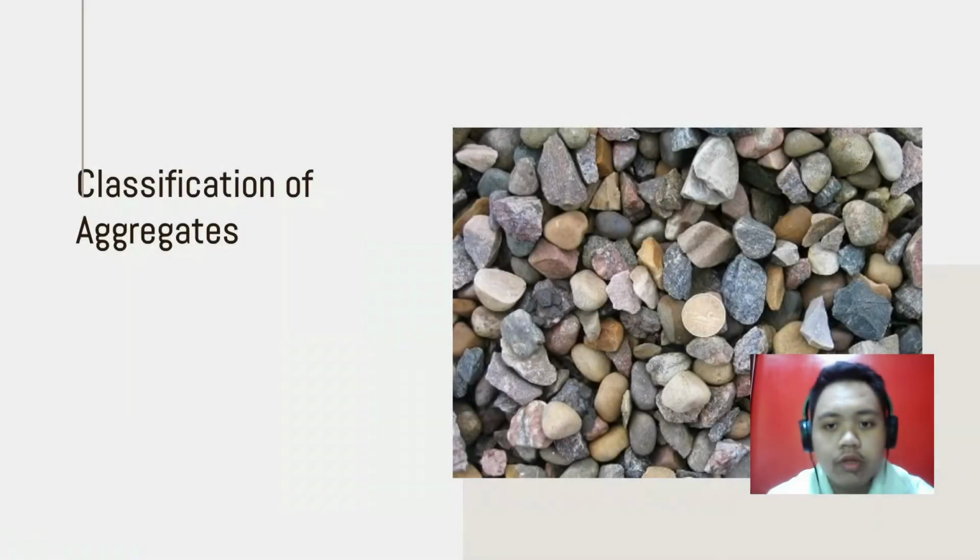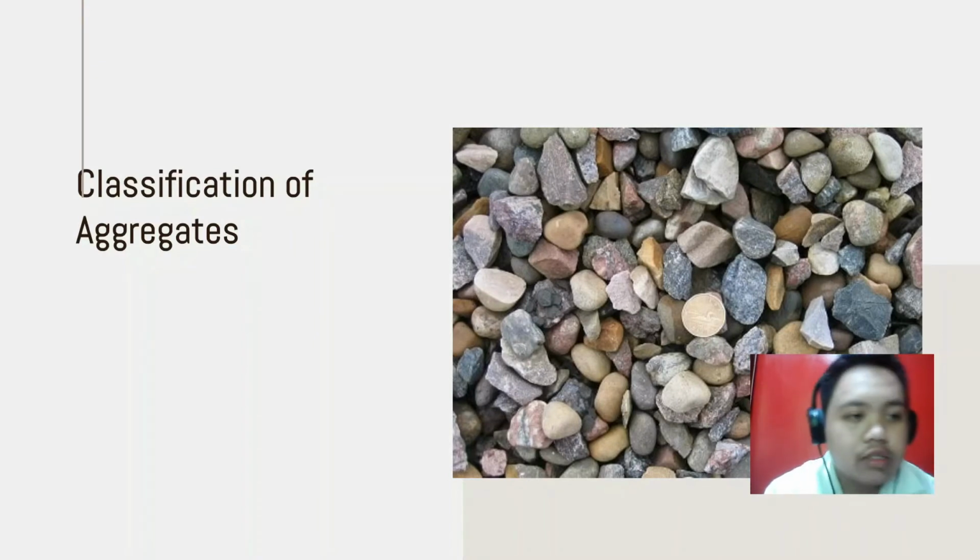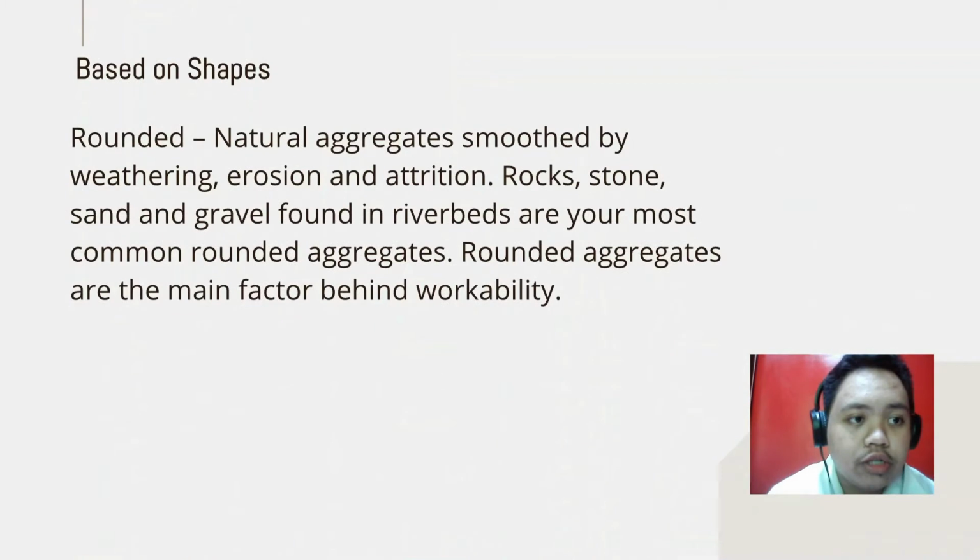So now we will go to the classifications of aggregates. So first classification is based on their shapes. First is rounded. So rounded aggregates are natural aggregates shaped by weathering, erosion, and attrition. Rocks, stones, sand, and gravel found in riverbeds are the most common rounded aggregates. Rounded aggregates are the main factor behind workability.